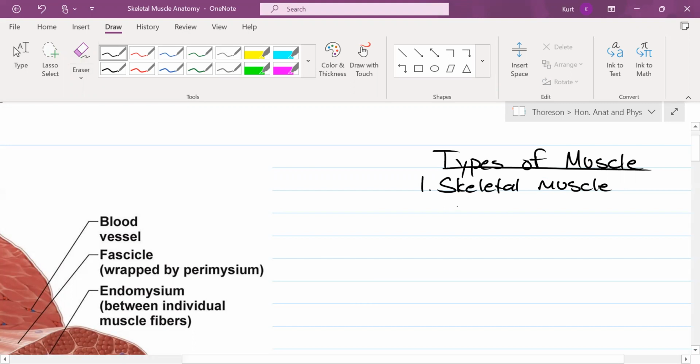Okay. These muscles are responsible for producing movement of the body.